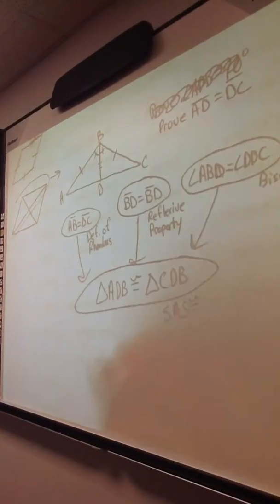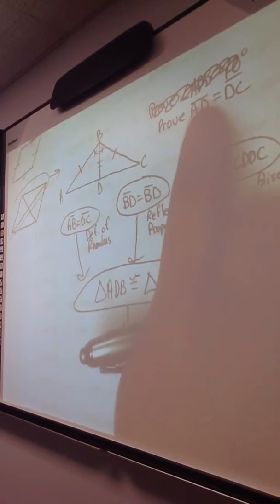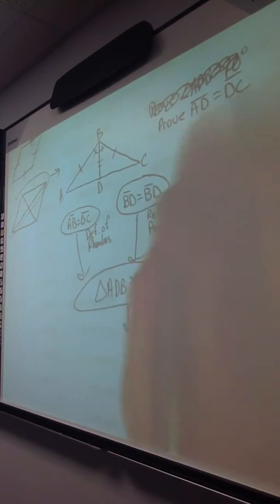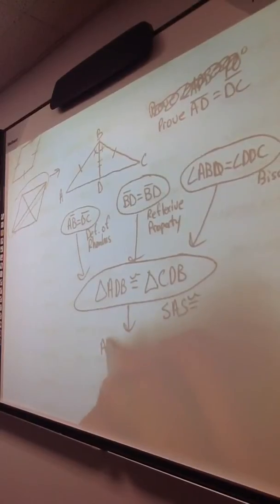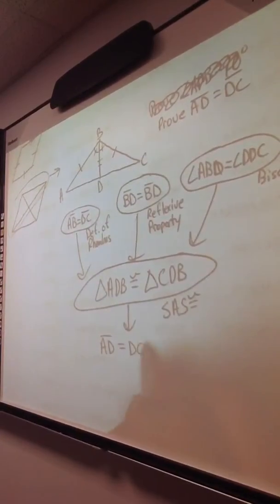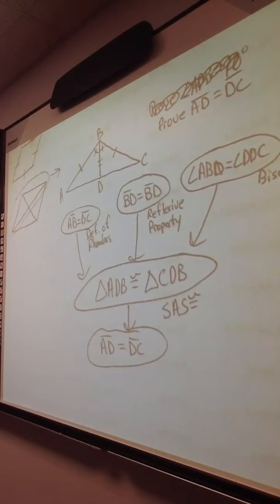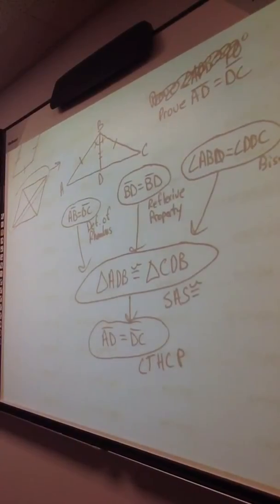I've proved the triangles are congruent. What's the last step? What were we trying to prove? Whatever you were trying to prove should always be your last bubble, right? We were trying to prove AD equals DC. Have we done that? I think we have. I think AD equals DC now. How do I know that AD equals DC? Because congruent triangles have congruent parts. That is correct. Congruent triangles have congruent parts.